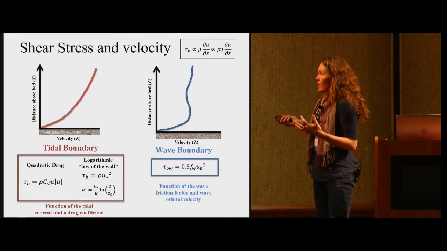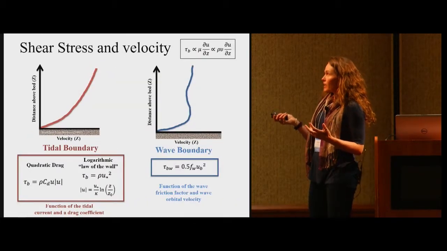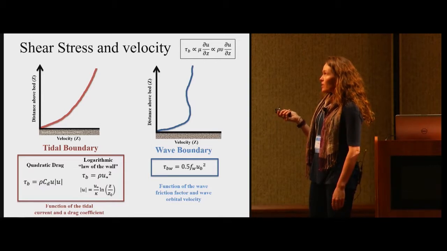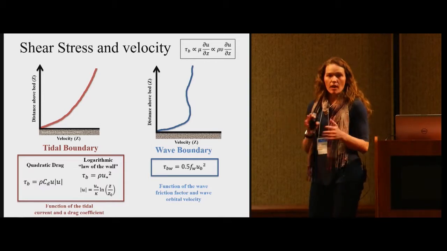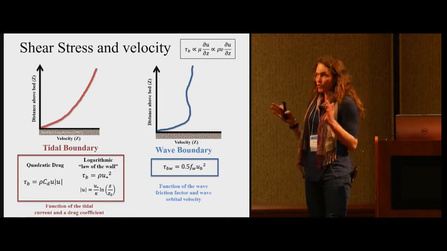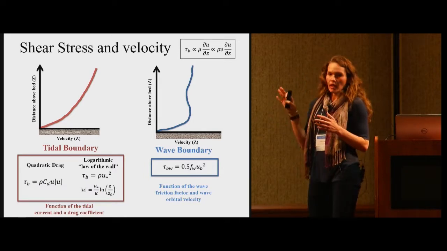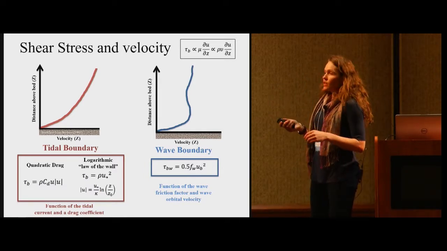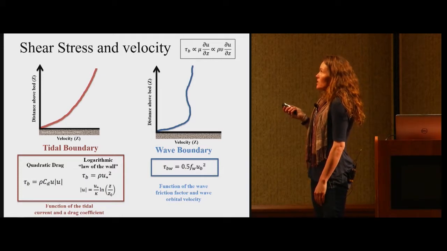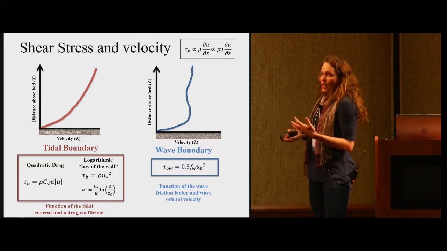This is just a schematic of what a typical tidal boundary layer looks like and what a wave boundary layer looks like. For the purposes of this talk, I'm only focusing on the tides. I don't have enough time to include both. Plus waves is some current research that we're doing. So you can see that shear stress is proportional to that velocity gradient.